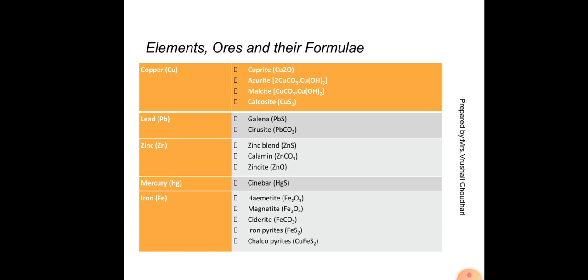Copper is obtained from cuprite, azurite, malachite and chalcocite. Lead, the ore is galena. Zinc, the ore is zinc blende. Mercury, the ore is cinnabar. While iron is extracted from hematite, magnetite, iron pyrite, chalcopyrite.